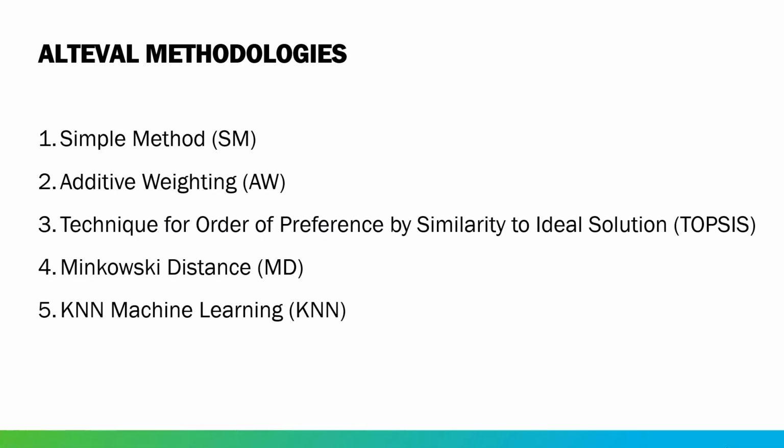Okay, so these are the 5 methodologies I just talked about. Simple method, additive weighting, technique for order of preference based on similarity to ideal solution, which is also known as TOPSIS, Minkowski distance, and K nearest neighborhood machine learning. These are the 5 different algorithms applied in ALTEVAL, and I'll go one by one.